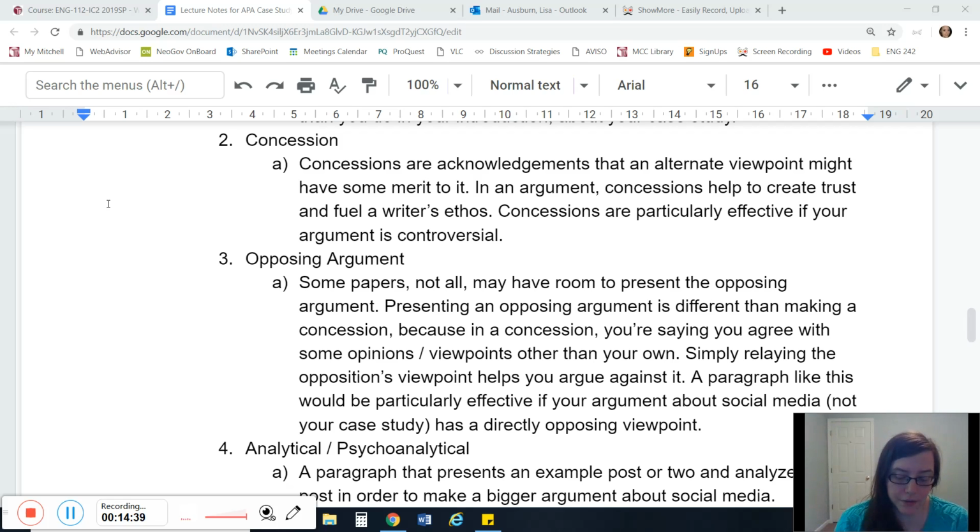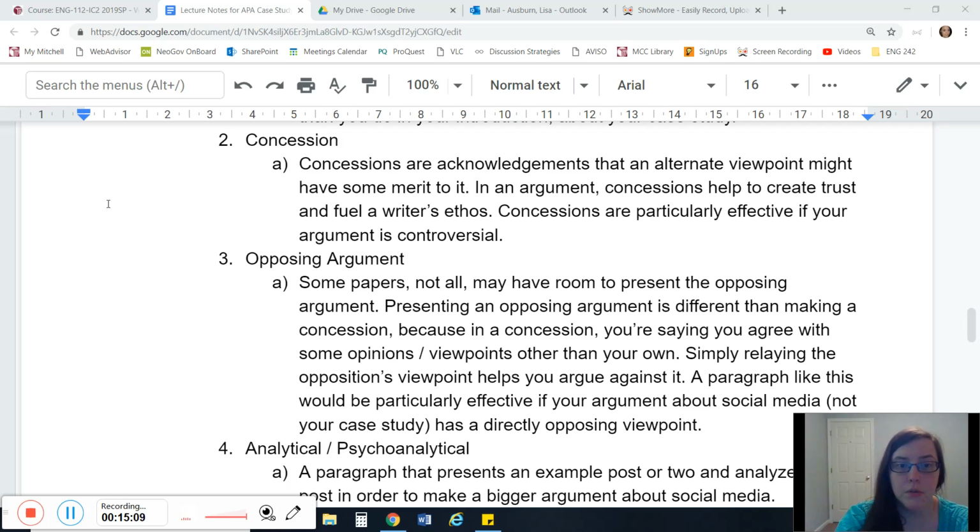But I think that if you do decide you want to have a concession paragraph, it might be most effective toward the beginning of your argument, maybe body paragraph 2 or something like that. If you're not going to have an informative paragraph about your case study, then maybe the first body paragraph. Again, that's why you might get the sense that there's a lot of freedom here, because I don't know what's going to be best for your paper and your argument and your claims and your case study. But concession paragraphs can be helpful.